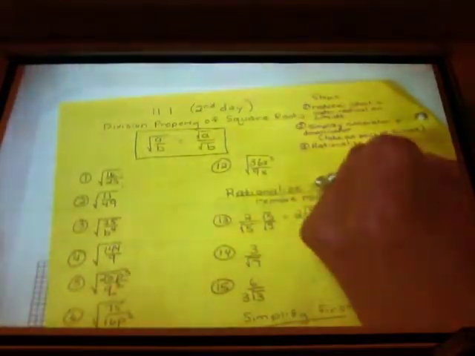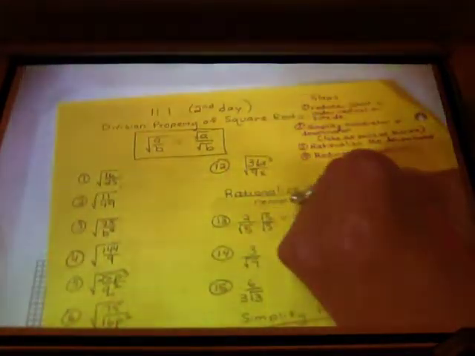Rationalize the denominator. Your final answer can never, never have a radical in the denominator. It's not simplified. Radical 3 is an irrational number. Radical 5 is an irrational number. So you have to make it without the radical. Okay? And I'll show you how. And the last thing is you reduce your final answer if needed. Sometimes you don't need to.